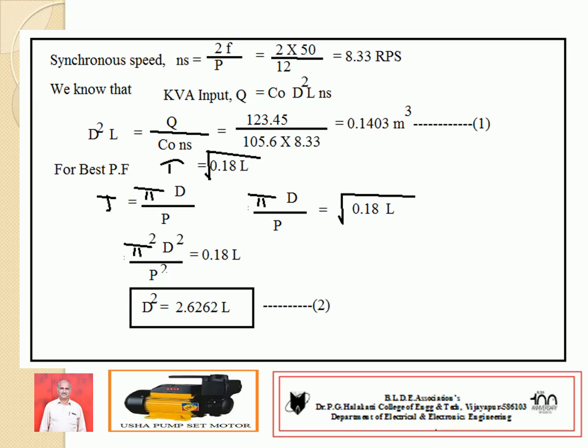For best power factor, we know that tau equal to square root of 0.18 times L. Remember this value. So tau equal to pi D by p, so pi D by p equal to square root of 0.18 times L. Then squaring on both sides, it becomes pi square D square by p square equal to 0.18 times L. Therefore, D square equal to 2.62 times L. Hence, solving this equation with equation 1, we are going to get D and L values.